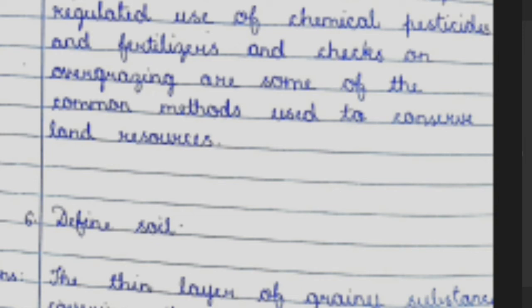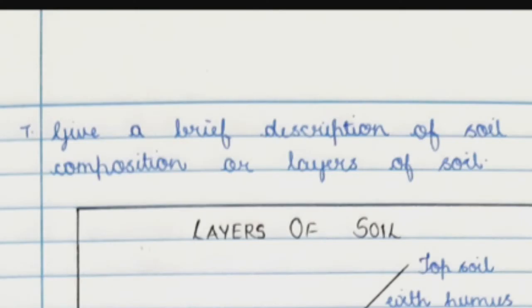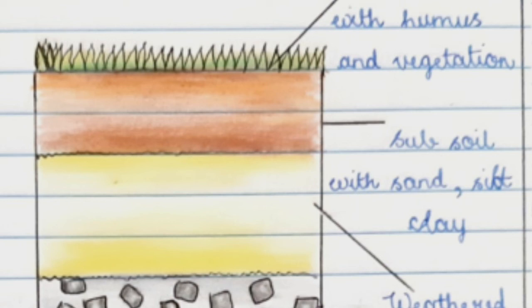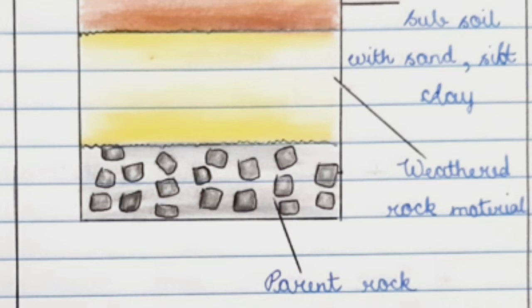6. Define soil. Answer. The thin layer of grainy substance covering the surface of the earth is called soil. 7. Give a brief description of soil composition or layer of soil. Layer of soil. Topsoil with humus and vegetation. Subsoil with sand, silt and clay. Weathered rock material. Barren rock.